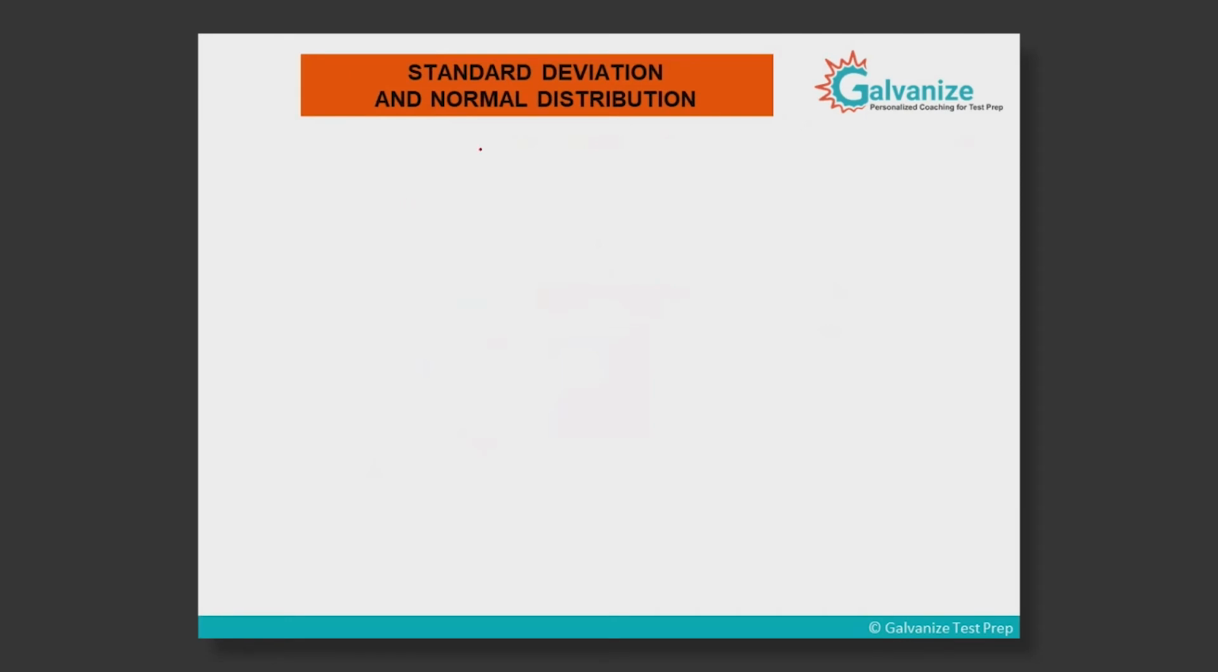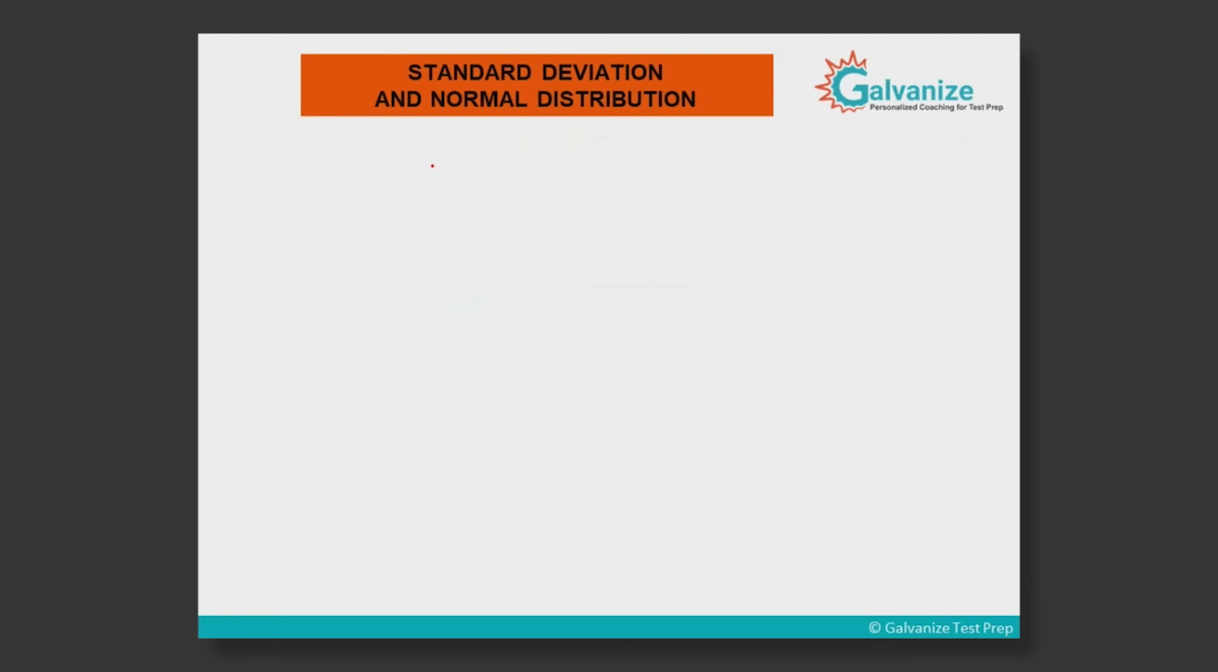So what do you mean by standard deviation? You need to understand this concept very clearly. Standard deviation is actually a measure of dispersion or scatter. How far the data in a data set is moving away from the mean. That is what is called standard deviation. Moving away from the mean is called standard deviation.